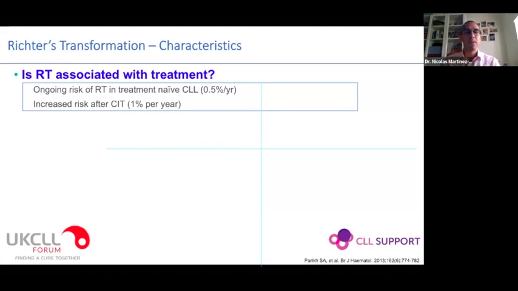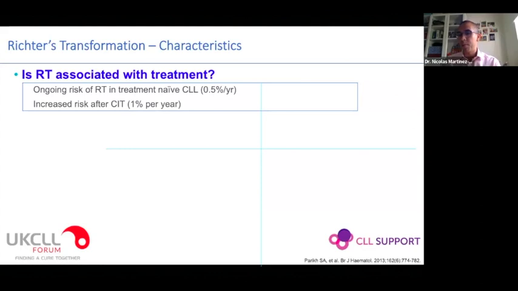CLL is an anti-apoptotic disease, but in some instances it is proliferative, particularly the unmutated, and that's why the risk goes with the unmutated. They're more proliferative, and any disease that's actively proliferating is therefore accumulating risk of acquiring further mutations and therefore transforming to Richter's. So there's no surprise that there is an ongoing risk for even treatment-naive patients. But if you look at patients after chemoimmunotherapy, that risk is nearly doubled, 1% per year of risk of Richter's transformation. So you actually double the risk of Richter's after giving a patient chemoimmunotherapy.